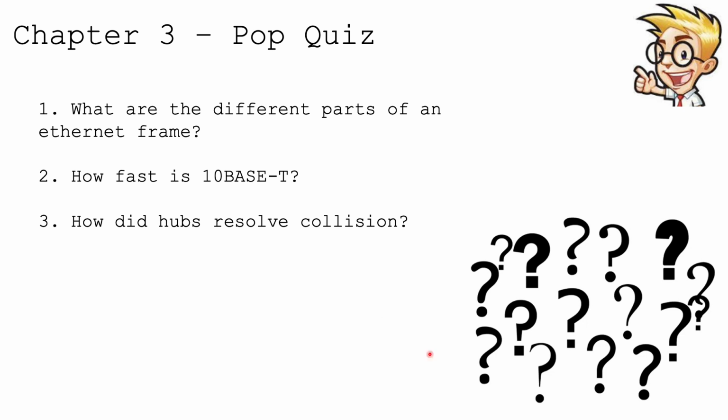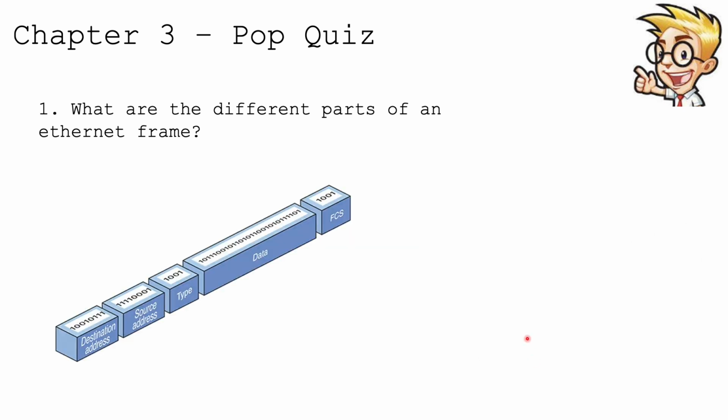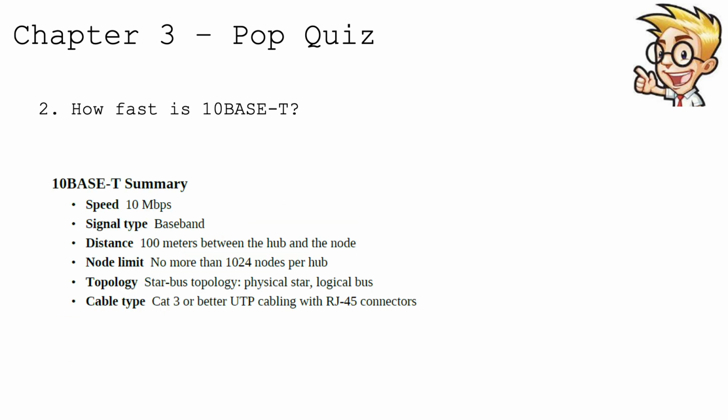Here are the answers. So we have different parts of an Ethernet frame that we talked about. So we'll have a preamble, which actually is not in here, but there's preamble, and then you'll have your destination, your source, the type of data that it is, the data that you're sending, and then the error correction. So this is very important for you to know on the Network Plus examination. You absolutely need to know that. Okay, how fast is 10 base T? We did talk about in the 1990s when they invented 10 base T, they were getting throughputs of 10 megabits per second.